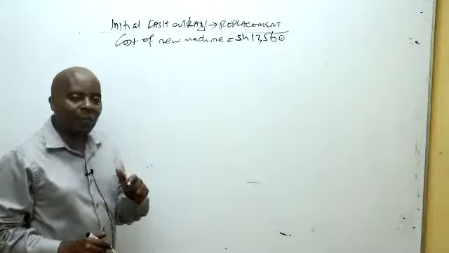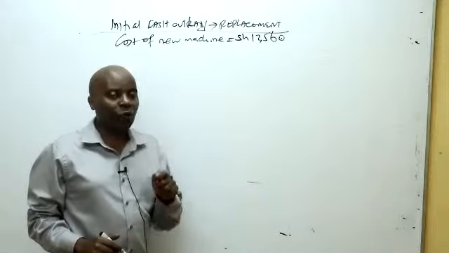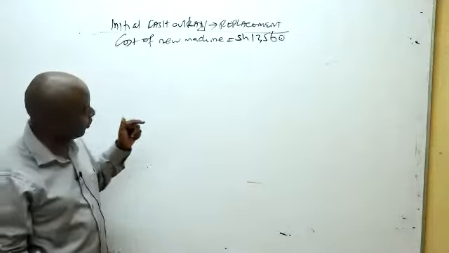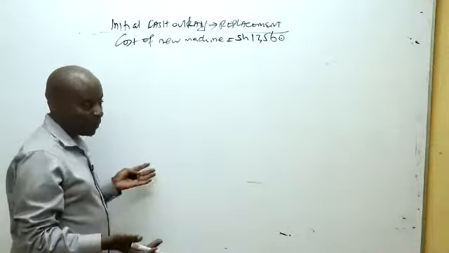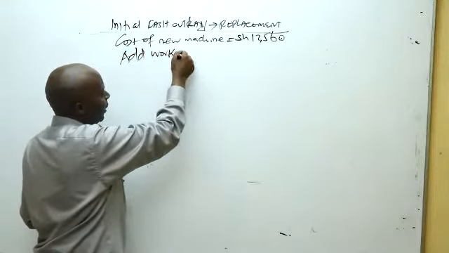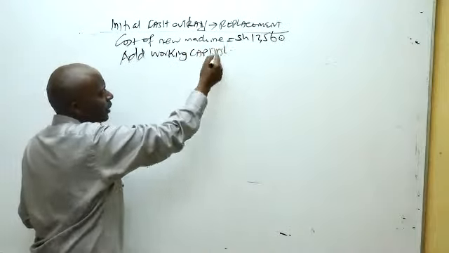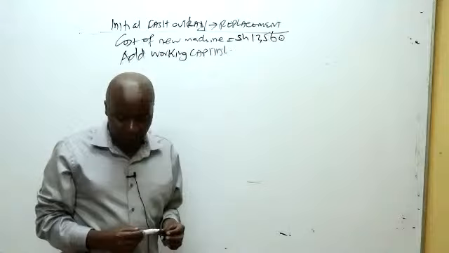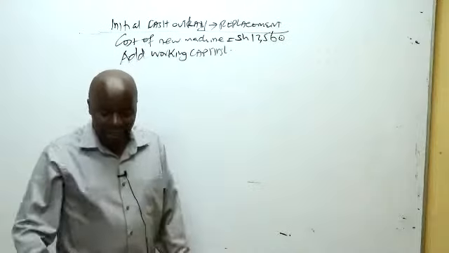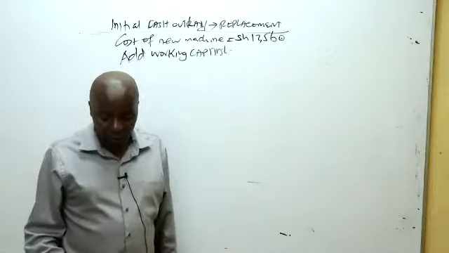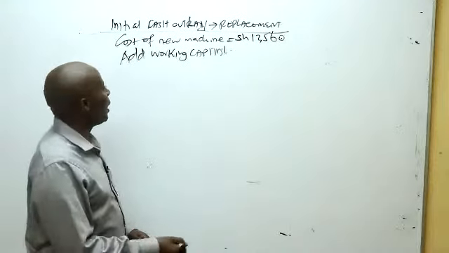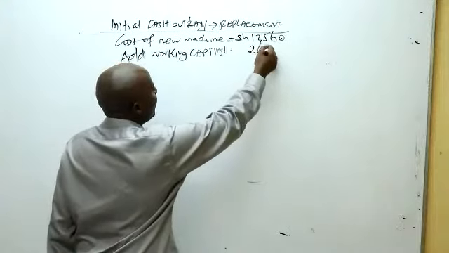Is there any other expense we need really for us to be able to do a replacement? Yes. Once I do a replacement, I acquire this new machine. The new machine can't run itself. We need to add the working capital injected at the beginning. We are told that the new machine will also require an additional investment in working capital of 2,600 at the start. So in this case here, we have working capital 2,600.